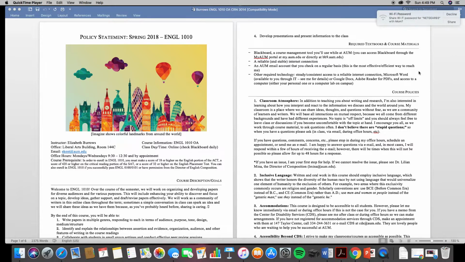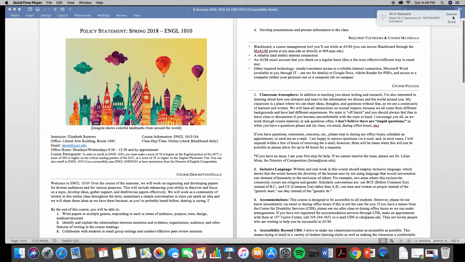Other required technology, sorry, I don't know why that's popping up. But other required technology: Microsoft Word, which you can get through IT if you don't have it, or Google Docs is fine. Adobe Reader for PDFs, and access to a computer, your personal one or one in a computer lab on campus. Anything else that you need, I will tell you about with enough notice to download it, and I wouldn't give you something that you have to pay for. All of the information and programs that we will use will be free.